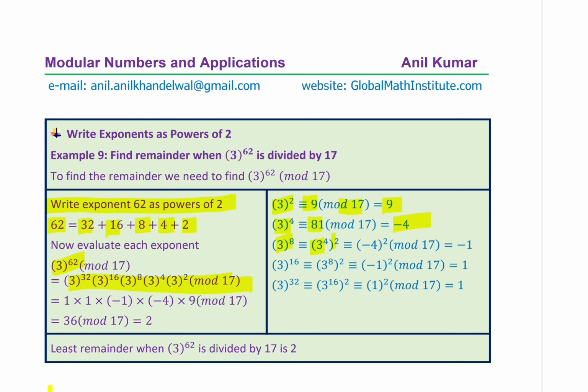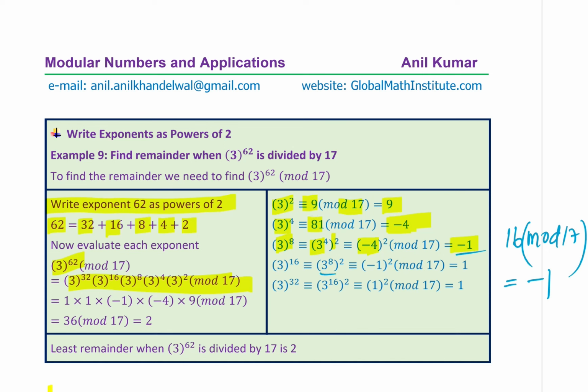So 3 to the power of 4 squared, 3 to the power of 4 is known to us as minus 4. Substitute. Square it, you get 16. And 16 mod 17 is minus 1. You get the idea, right? So this was 16 mod 17, correct? So when you do 16 mod 17, we get minus 1, and that is what is written here, correct? The next one is 3 to the power of 16.